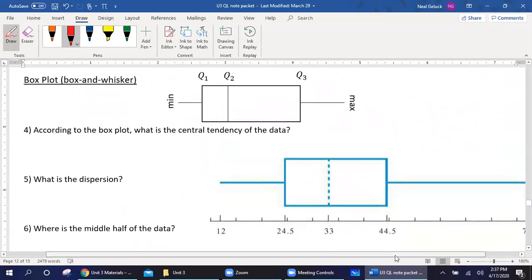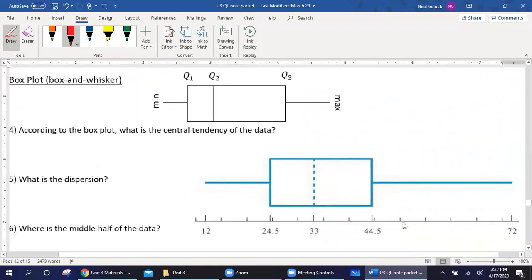So looking at this data set, we don't know what the individual values are, but we do have our box and whisker plot. So what is the central tendency of the data? Central tendency is either the mean or the median. In a box and whisker plot, we don't know anything about the mean, but we do know the median. It's just Q2. So in this problem, when it says the central tendency, it's asking for the median, which again is Q2, which would be this number right here, 33.